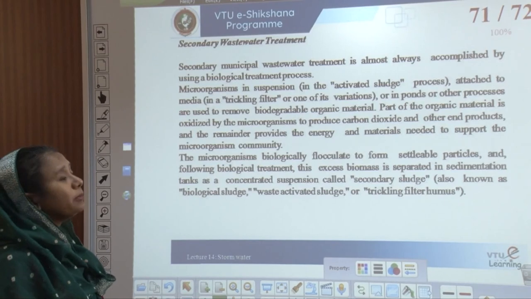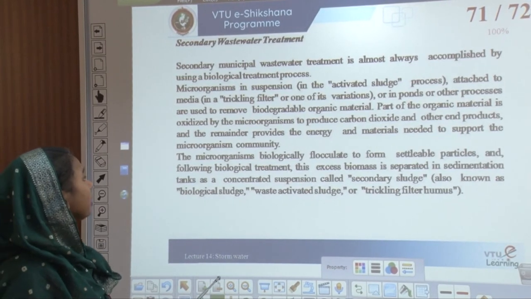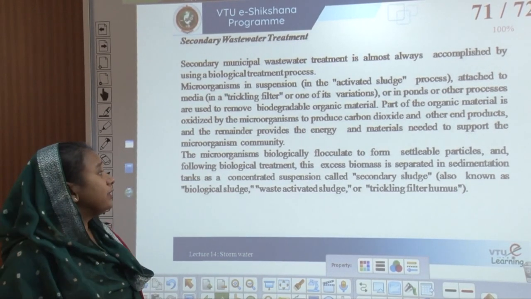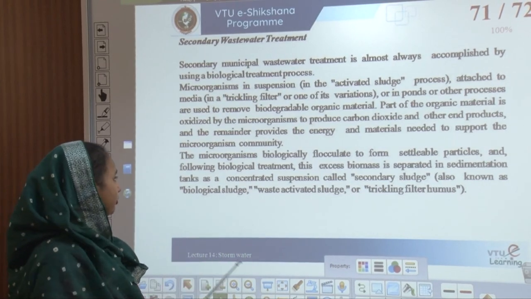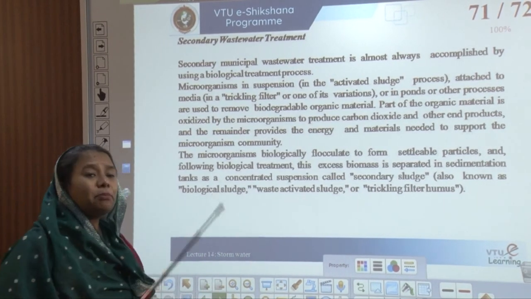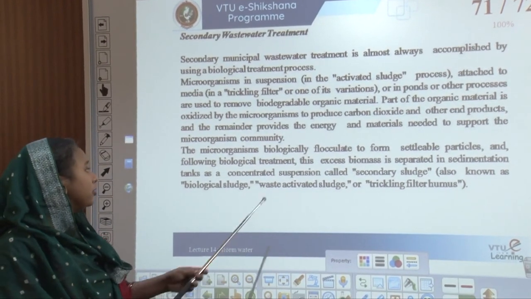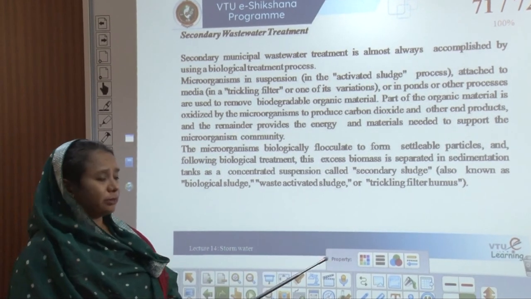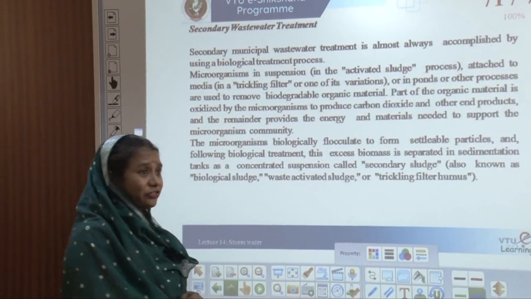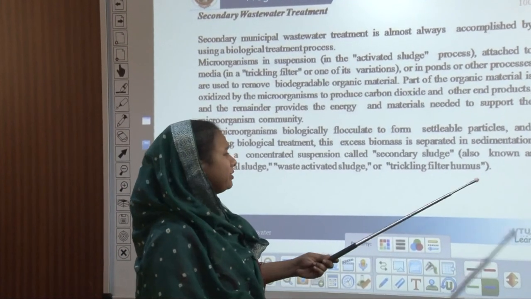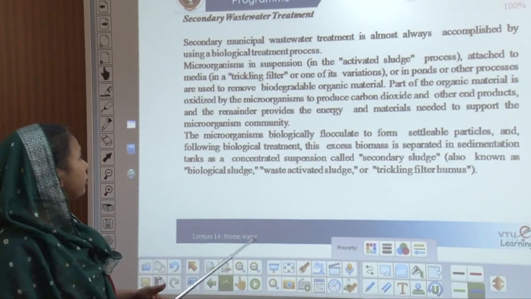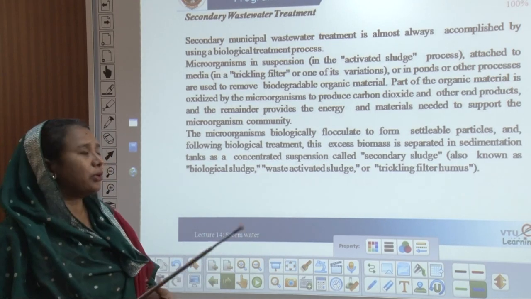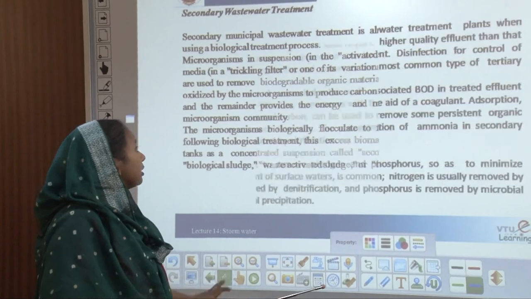So, it removes all the microorganisms in suspension, and all the microorganisms which are biologically flocculated to form settleable particles follow this kind of treatment, and they would have separate tanks, as shown in the previous class, for a suspension called secondary sludge, also known as biological sludge, or trickling filter humus. Here all the humus or the dead waste is filtered, and then the other end products, which produce carbon dioxide and other products, are kept together as energy to support a microorganism community.